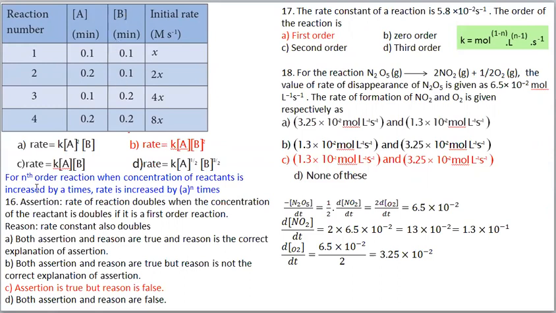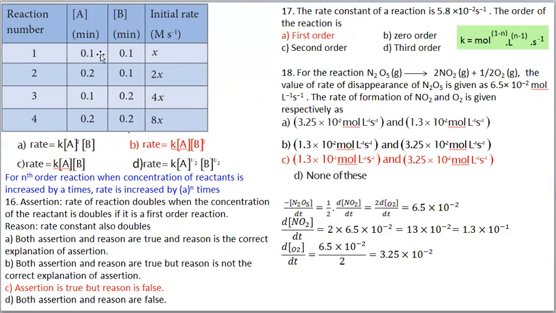For that, one important concept you keep in mind: for an nth order reaction, when the concentration of the reactant is increased by A times, the rate is increased by A to the power n times, where n is the order of the reaction.